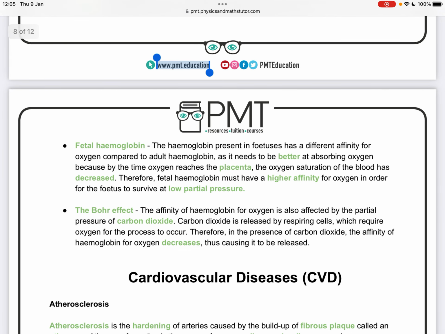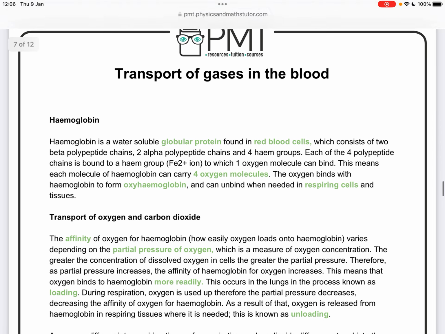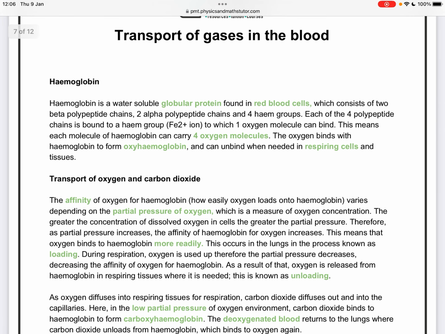The Bohr effect is the affinity of hemoglobin for oxygen, which is also affected by the partial pressure of carbon dioxide. Carbon dioxide is released by respiring cells which require oxygen for the process to occur. Therefore, in the presence of carbon dioxide, the affinity of hemoglobin for oxygen decreases, thus causing it to be released. Do you want to know more about it from the very beginning?